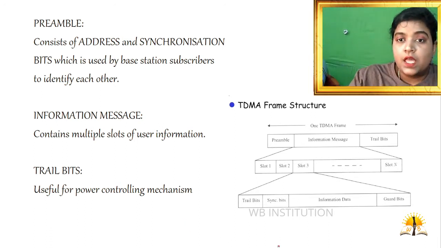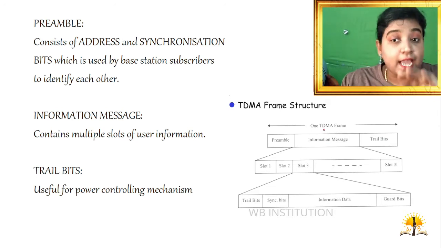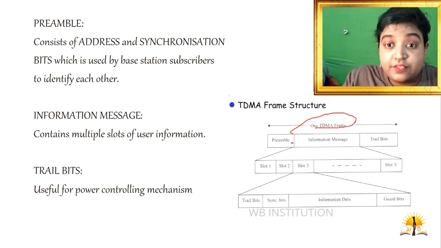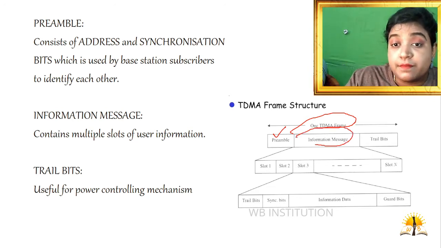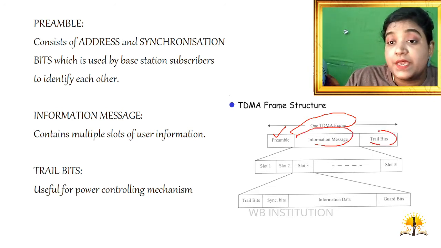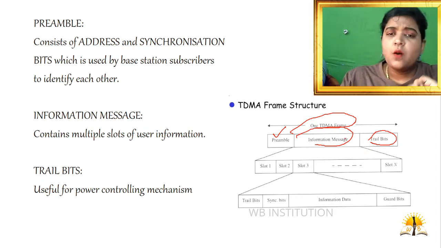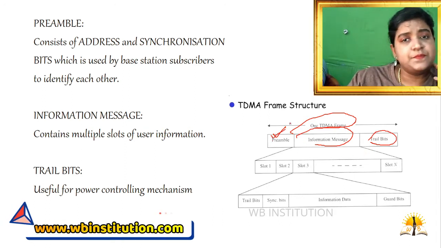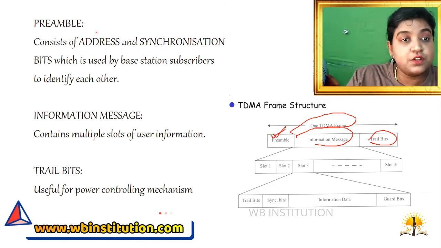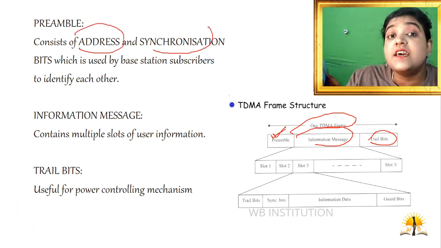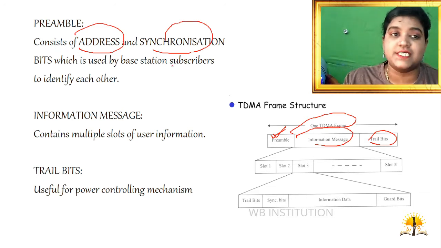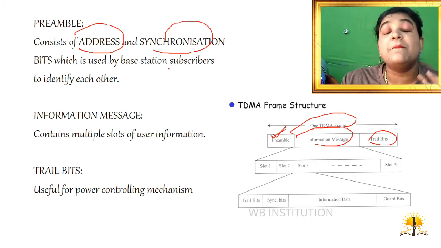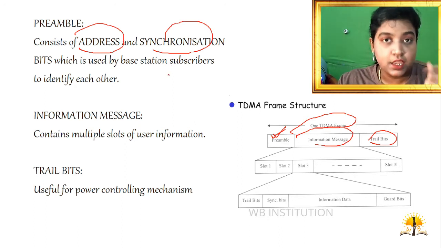A time division multiple access frame contains 3 segments. One is the preamble, the next is the information message, and the third is the trial bits. What is this preamble? It has the address and the synchronization bits, which are used by the base station and subscribers to identify each other. That means it gives an identity to each bit.